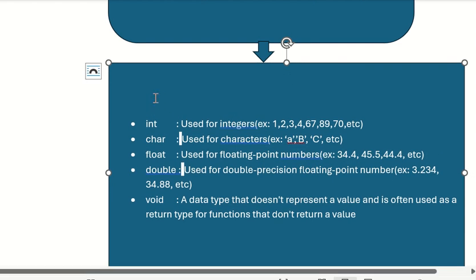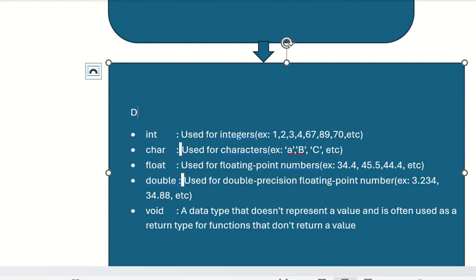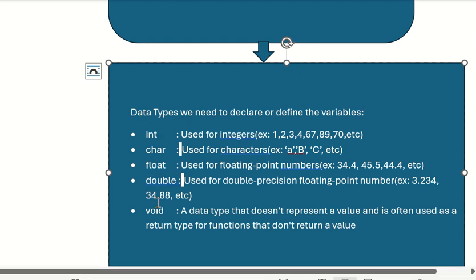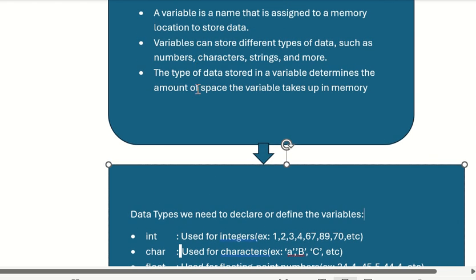Data types, we need to declare or define the variables. ठीक है. तो ये डेटा टाइप्स हैं, इंटीजर, कैरेक्टर, फ्लोट, डबल, वॉइड, जो कि हमें ज़रूरत पड़ेगा टू डिफाइन द वेरिएबल्स, ओके.